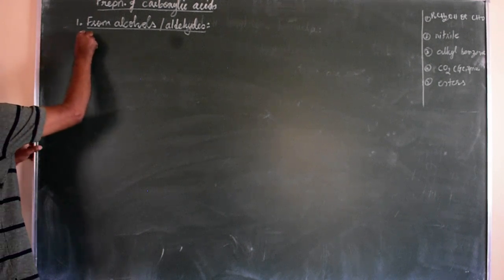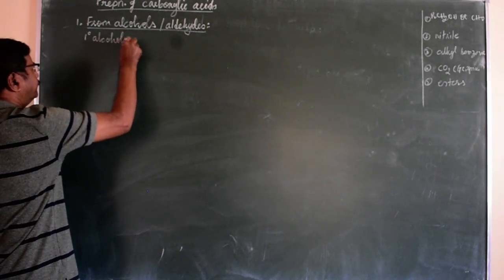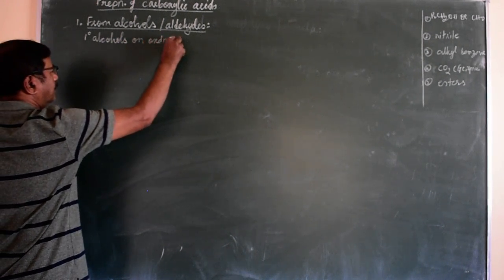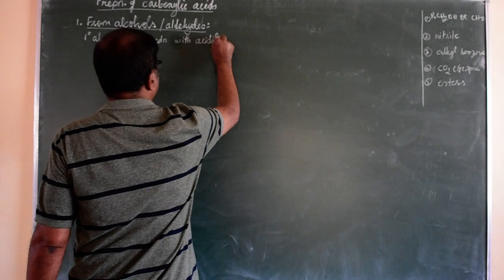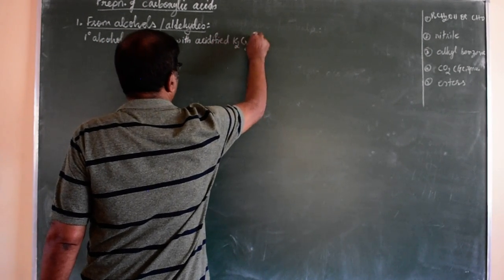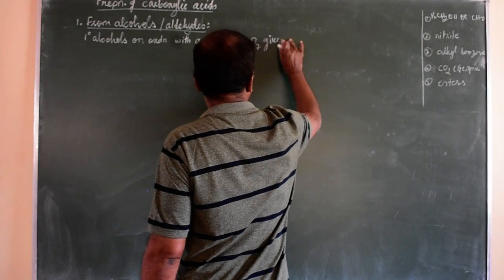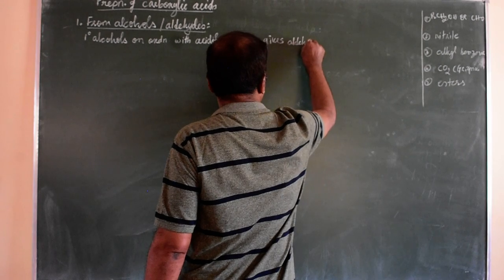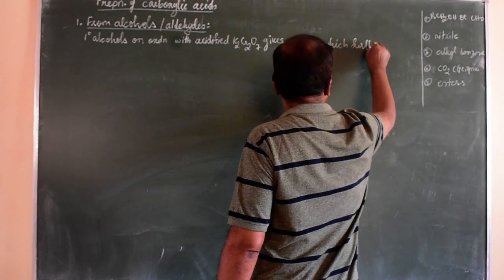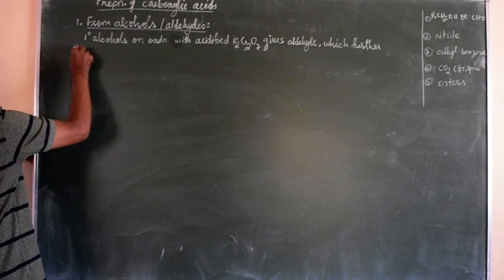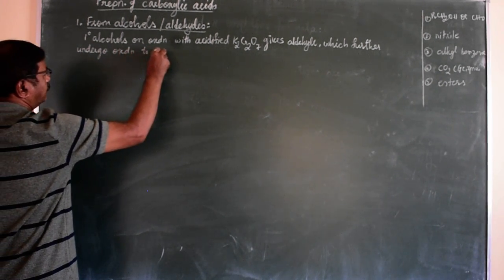Primary alcohols, or I am writing 1 degree alcohols, on oxidation with acidified K2Cr2O7 give aldehyde, which further undergoes oxidation to give carboxylic acid.